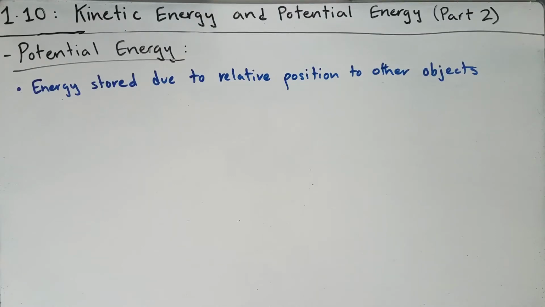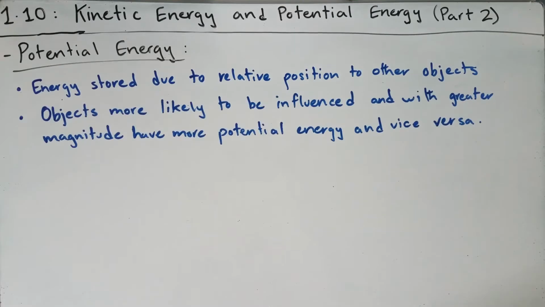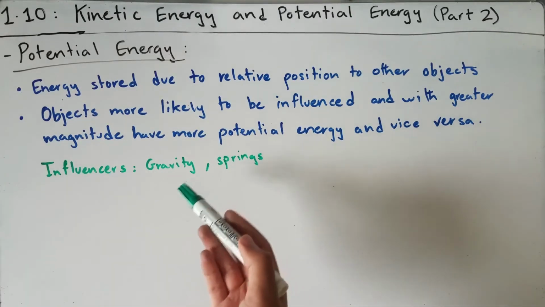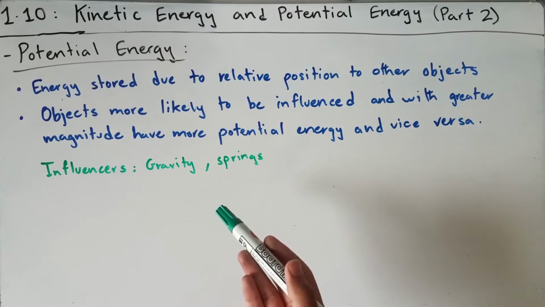Potential energy is the energy stored in an object due to its relative position to other objects. Now I know that it may sound wrong or strange that an object's energy may be dependent on its location compared to other objects. Objects more likely to be influenced with greater magnitude have greater potential energy, and vice versa. So what does this mean? Depending on the influencer of the object, for example gravity can determine how much potential energy an object has.